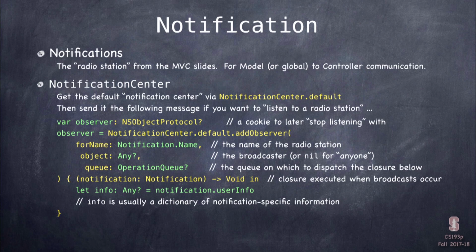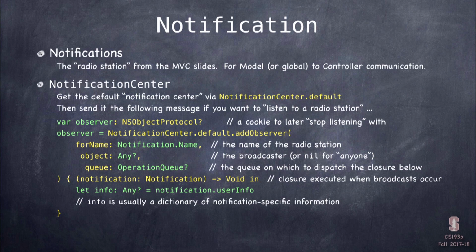Now notice that it says operation queue, not dispatch queue. I actually mentioned this when I talked about dispatch queue, that there's an object-oriented API to doing all that dispatch stuff called operation and operation queue. Well, this is using that object-oriented API. If you want the main queue, which is what you want 99% of the time, just say OperationQueue.main. The same way you say DispatchQueue.main, you can say OperationQueue.main.